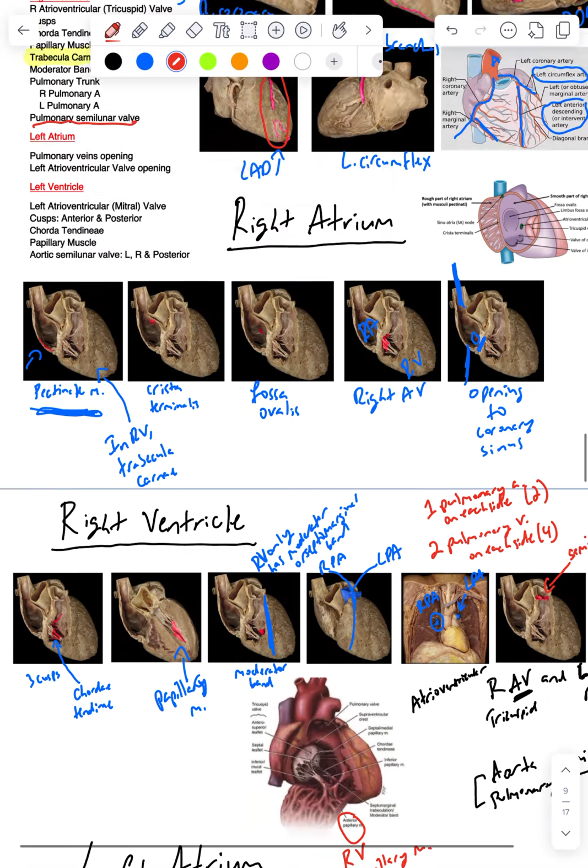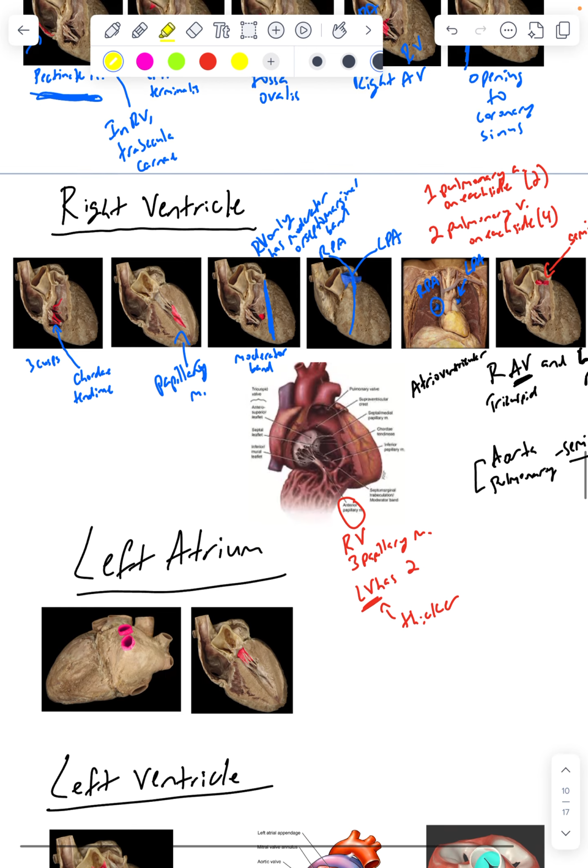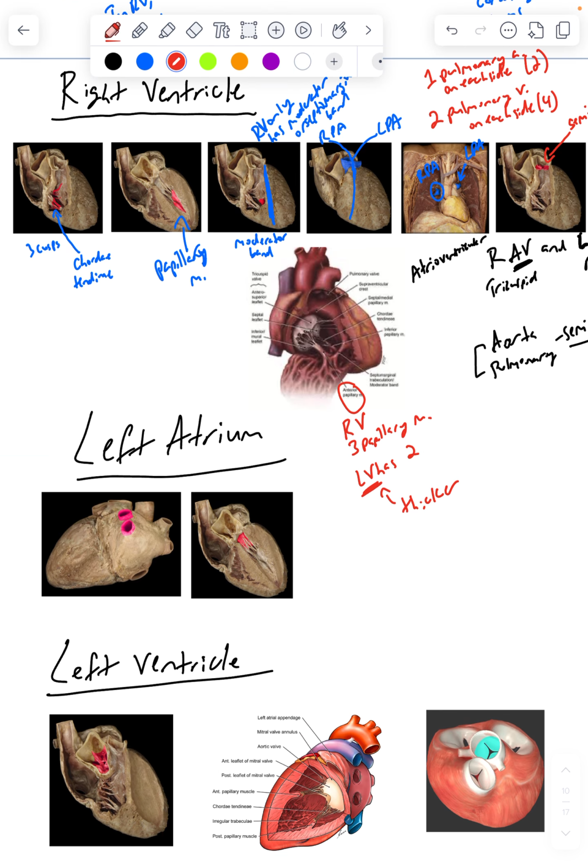Okay, now left atrium, the only 2 things she has are your pulmonary veins opening and your left AV valve. Those we already kind of went over, but these are your pulmonary veins. These are the left pulmonary veins. These are your right pulmonary veins, 2 on each side. That's the blood that's coming back from the lungs, so this is oxygenated blood. And then this right here is your left AV valve, which is also called your mitral valve. And then these are pulmonary veins.